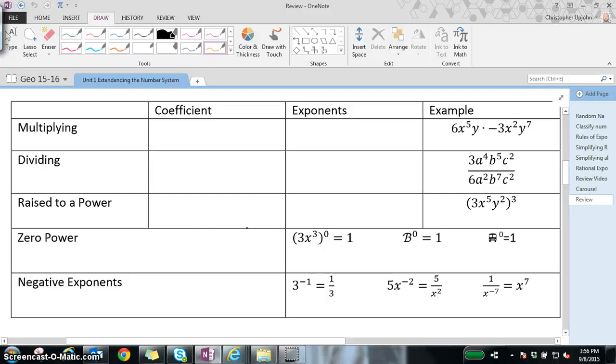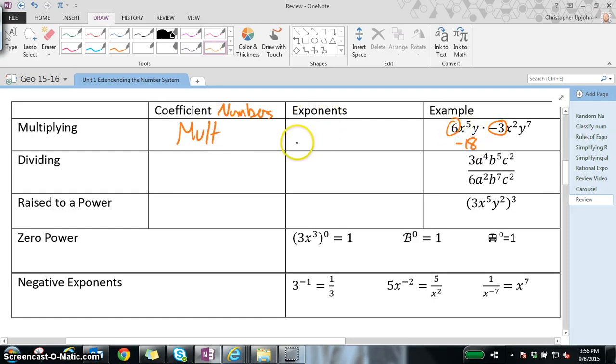Let's review some Unit 1. So remember, when we're multiplying terms, the numbers are just numbers. The coefficients are just numbers. So it's multiplying. So 6 times -3 is -18.